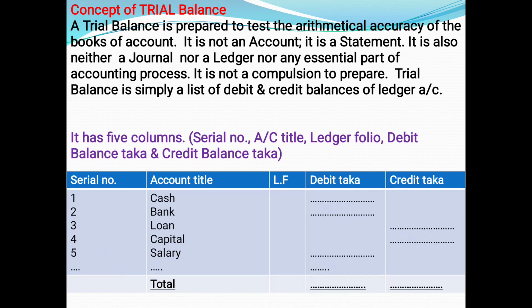At all times, the total amount of debit is equal to the total amount of credit. If it is not agreed, then a suspense account is to be opened for equalizing or for agreement of the two balances.